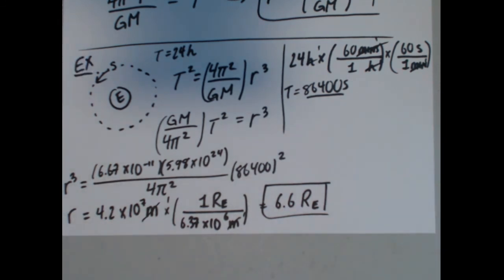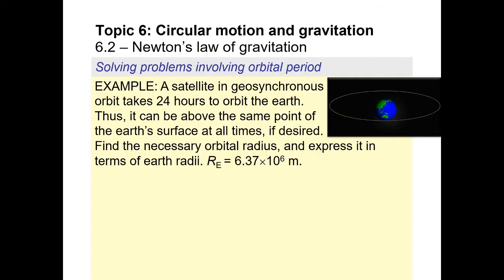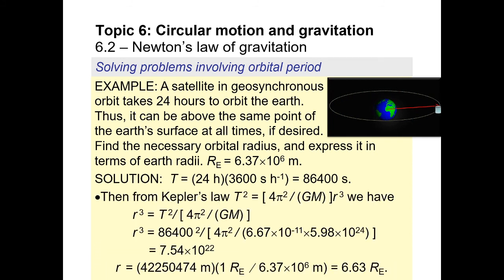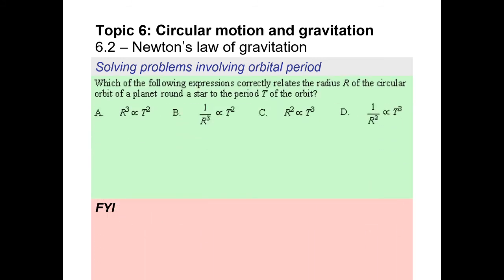All right, so going back to the slides. This is the same solution that you see. Okay, next. Which of the following expressions correctly relates the radius r of the circular orbit of a planet around a star to the period T of the orbit? In order to answer this, you really just have to remember Kepler's law.